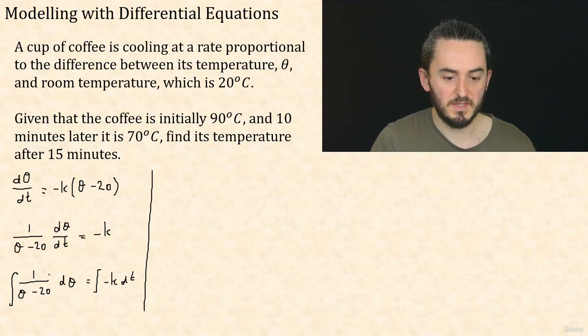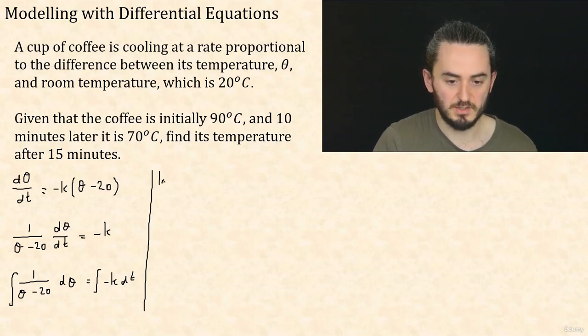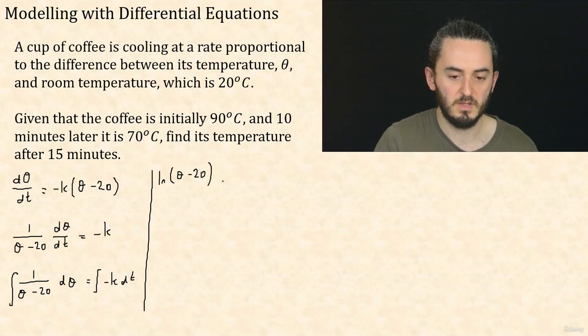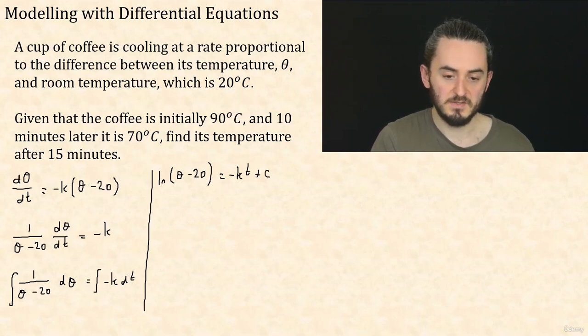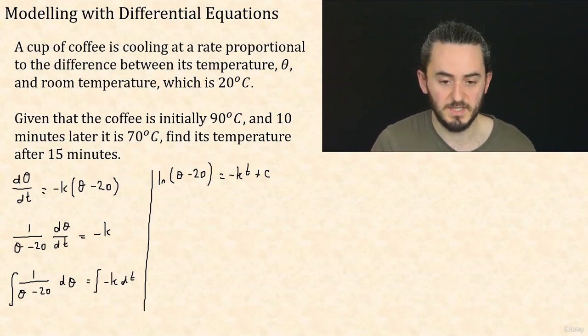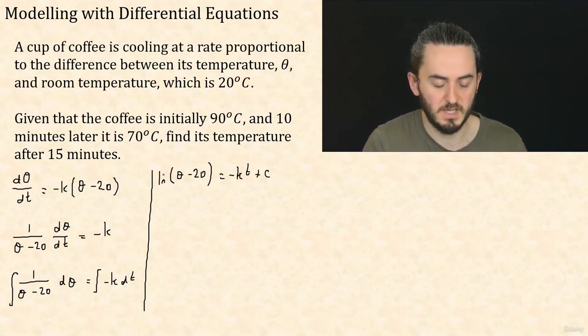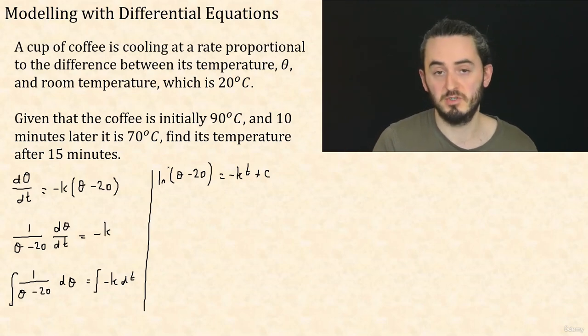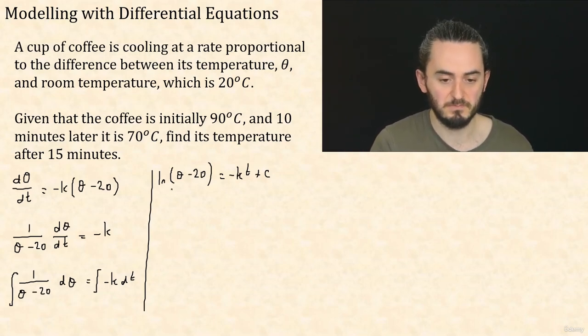Okay, so I can integrate this left-hand side pretty easily. It's just ln of theta minus 20. And the right-hand side is also fine. It's just minus kt plus c. And ultimately I want to find, well, it says given that the coffee is initially 90 degrees and 10 minutes later is 70, find its temperature after 15 minutes. So I want a formula which just tells me temperature in terms of time.